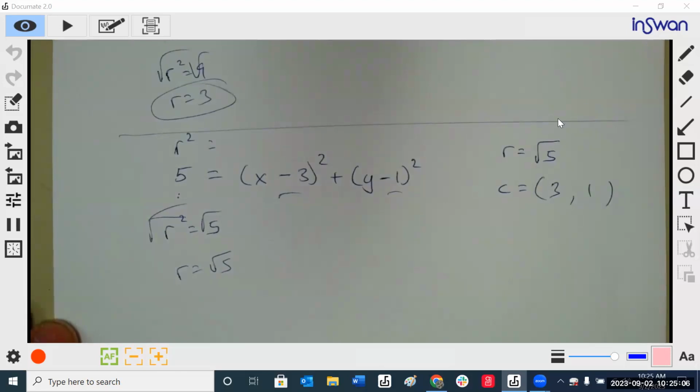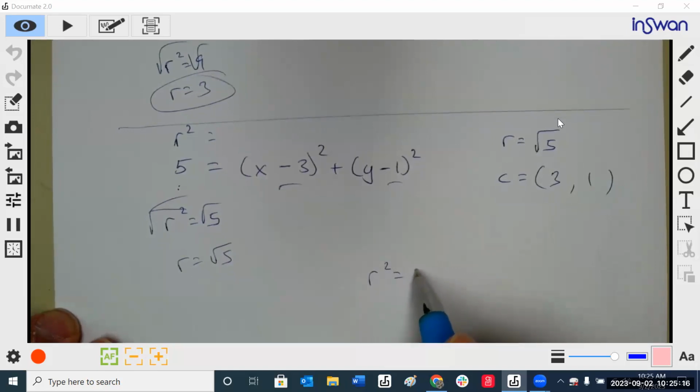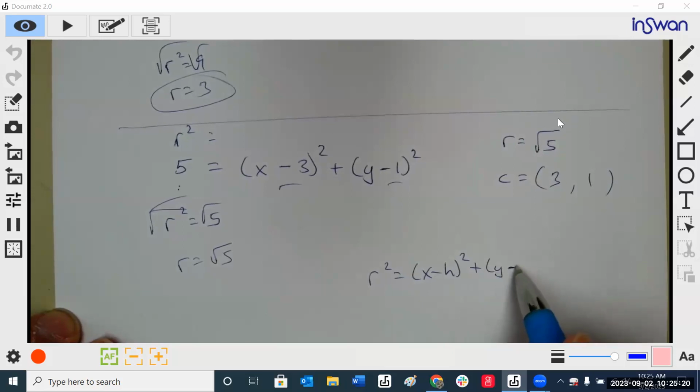So again, whenever you deal with these problems, these questions, always start off with the formula. The formula for a circle is r squared equals x minus h squared, y minus k squared. And no matter what it gives you, you can pair them up.